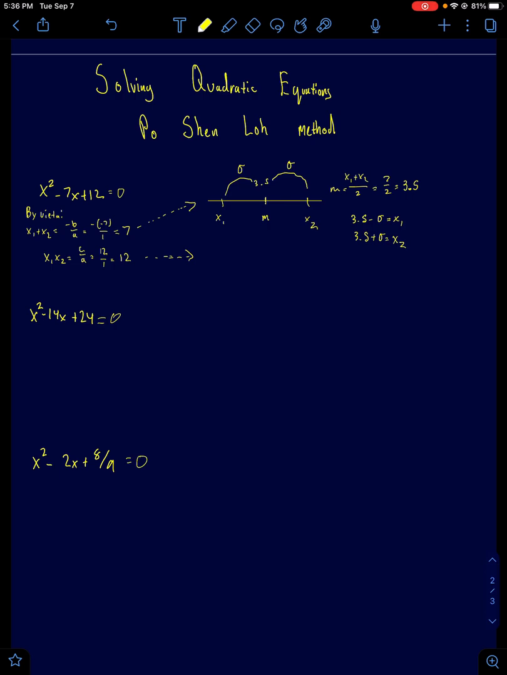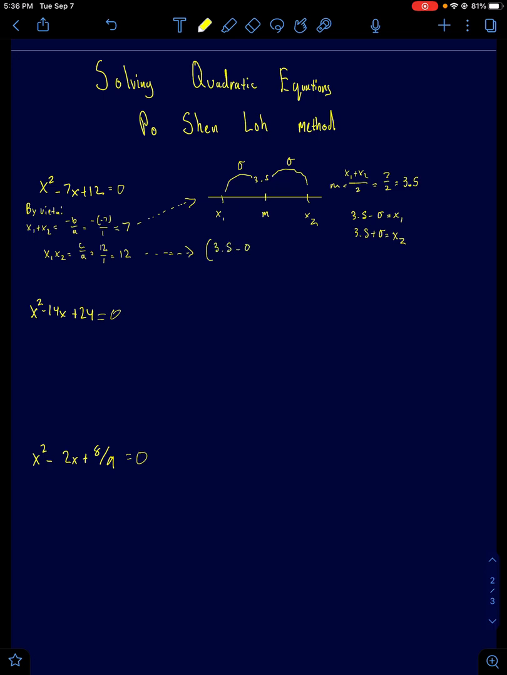So if we turn to our second observation, we know that x1 times x2 is equal to 12. So 3.5 minus sigma times 3.5 plus sigma is equal to 12. Thus we get 12.25 minus sigma squared is equal to 12. And if we rearrange this, we get 0.25 is equal to sigma squared. Now if we take the square root, let's rewrite this as a fraction, 1/4. We get that sigma is equal to 1/2.